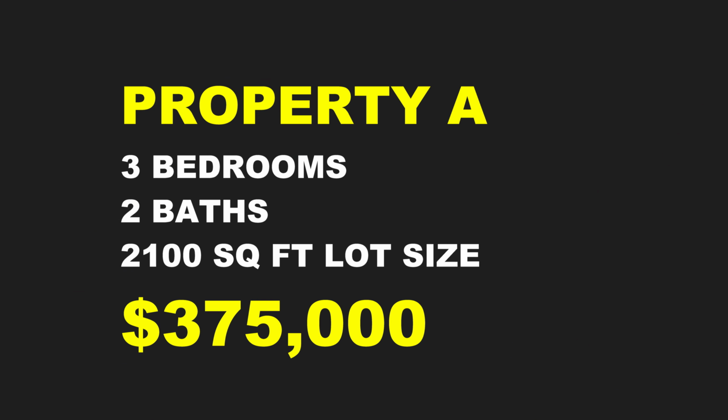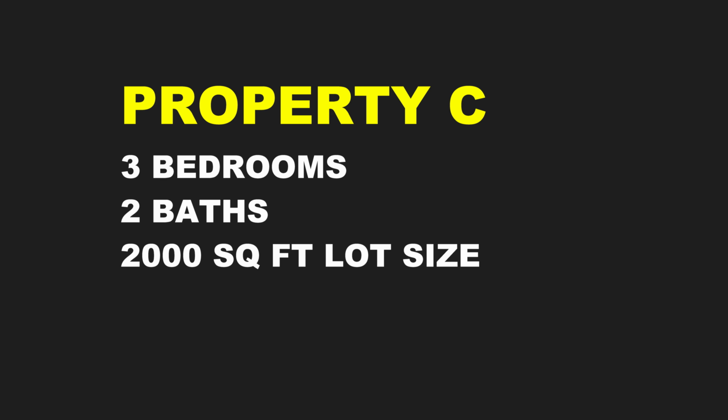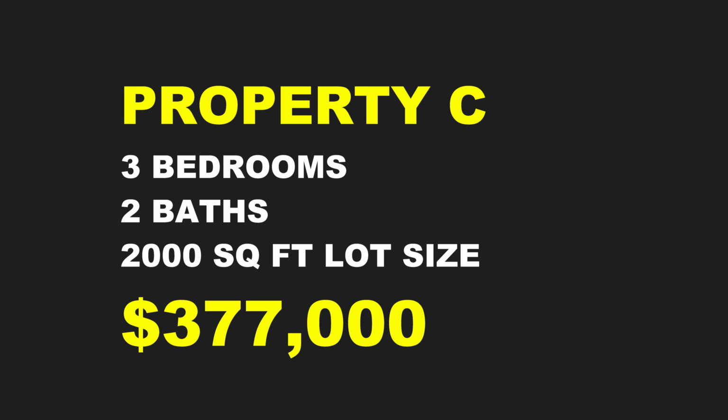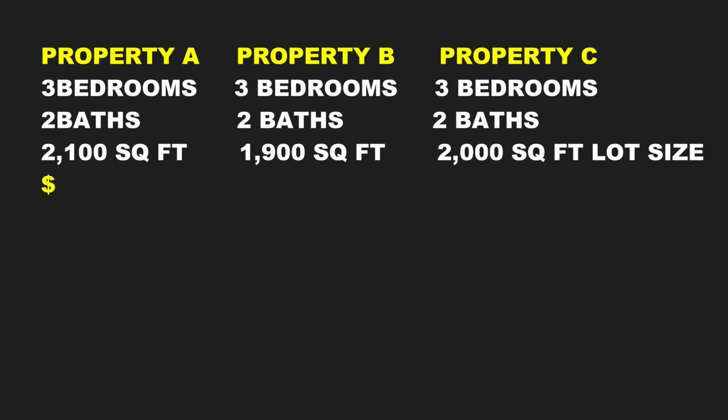Example one has 3 bedrooms, 2 baths, somewhere similar, 2,100 square feet, and sells for 375,000. Example two, same 3 bedrooms, 2 baths, about let's say 1,900 square feet, sells for 380,000. And then property C, 3 bedrooms, 2 baths, 2,000 square feet, same as yours, sells for 377,000. So you got 375, 380, and 377.